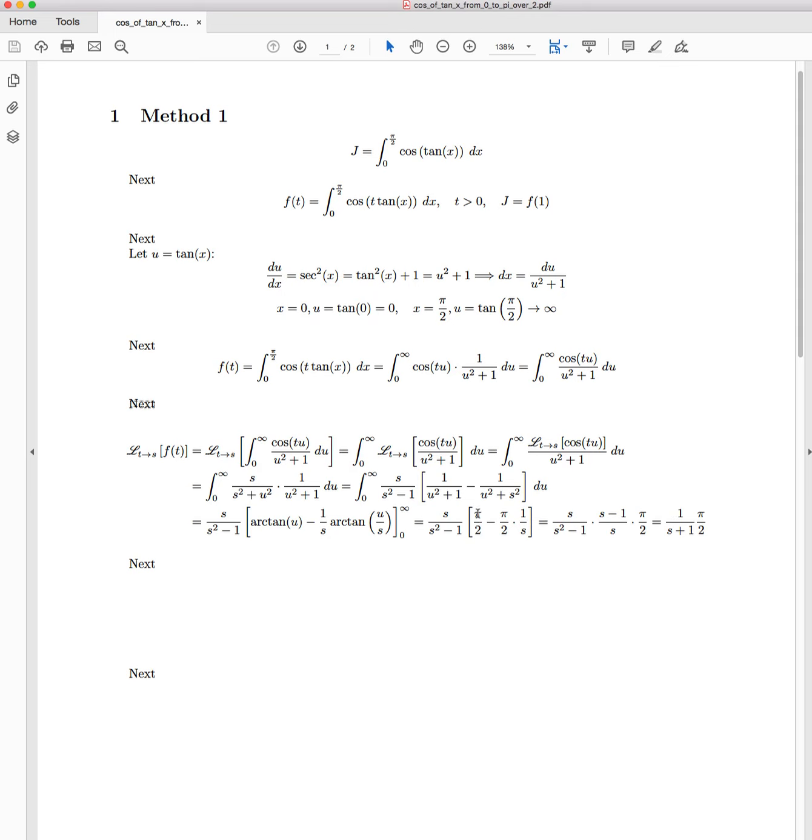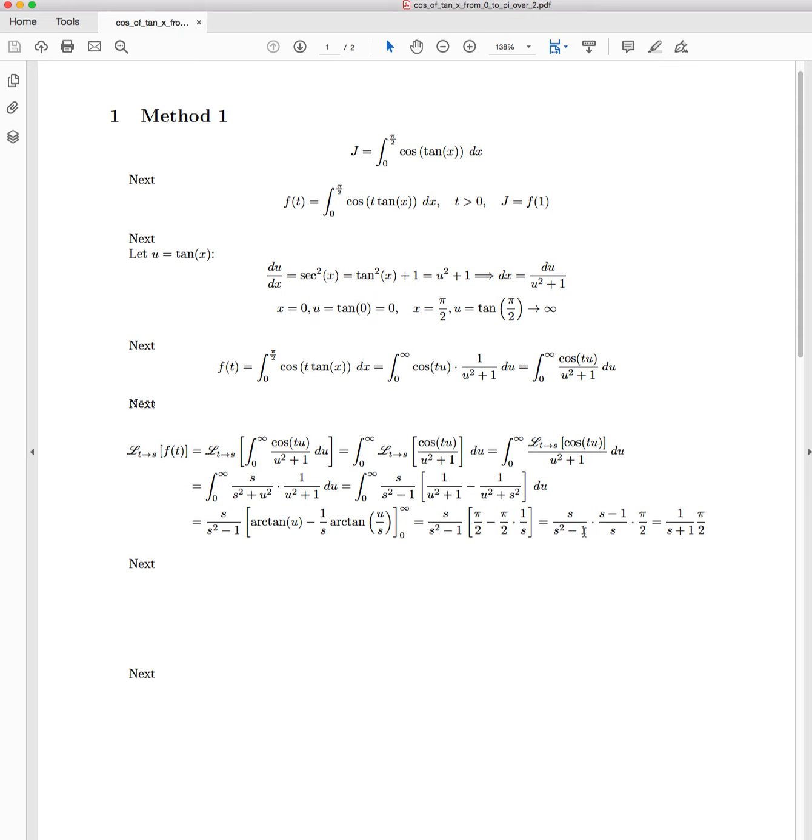I'm going to draw the pi over 2 out the front, which is what I've got here. We're going to combine the two fractions that we have here, which is 1 minus 1 over s. And we can see here that that just becomes s minus 1 over s. Very easy to do. And then what was left over is this s over s squared minus 1, which is what we have here. Now, s squared minus 1 is just the difference of squares: s minus 1 times s plus 1.